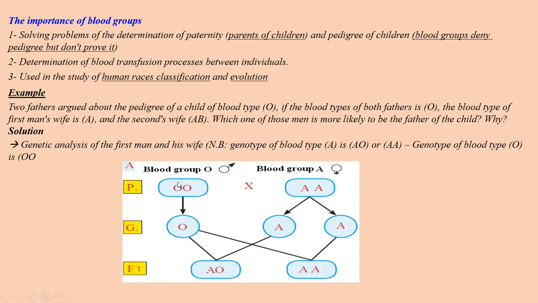When we have two fathers argued about the pedigree of a child اتخانقوا of the child blood group type O لقوا ان البلاد جروب بتاع الchild ده O. If the blood types of both father is O the blood type of the first man's wife is A and the second wife is AB. طب يا ترى مين فيهم اللي ممكن يكون الشايلد بتاعه طلع O? Which one of those men is more likely to be the father of the child and why?